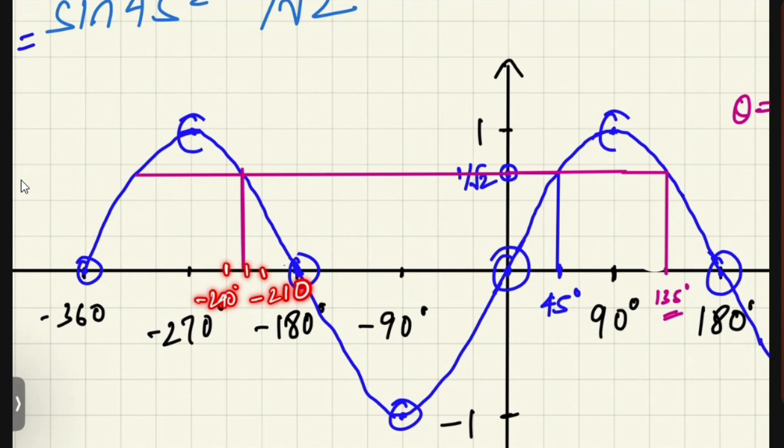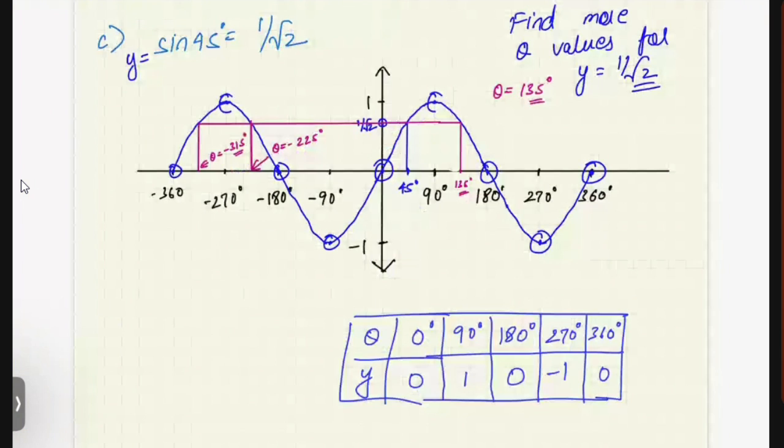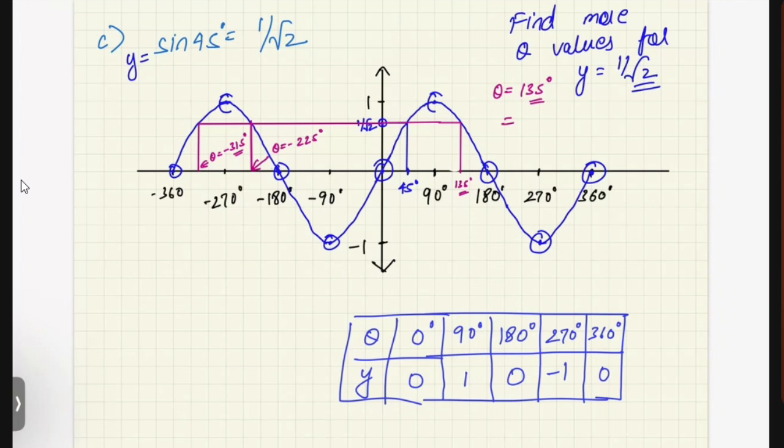So the exact value is 210 plus 15. This is exactly theta is minus 225 degrees, and this is also pretty close. This is also how much? 300, 330. So how much? 315, minus 315 degrees. These are the other two values. So 135, minus 315 degrees, minus 225 degrees.